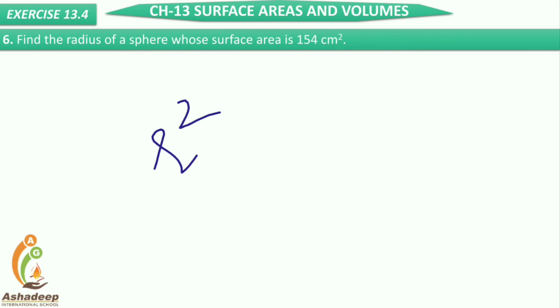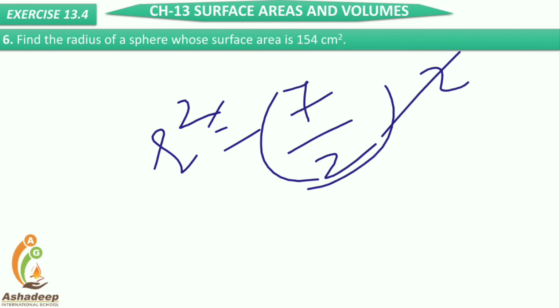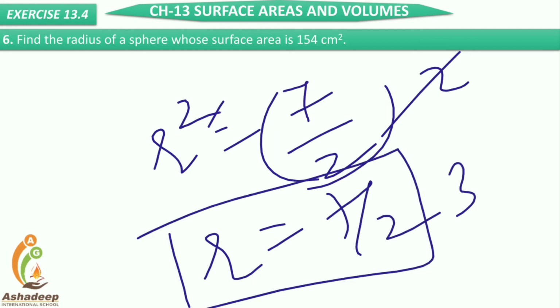So r² is equal to 7 divided by 2 whole square. Square square सामने सामने से cut. So answer is 7 divided by 2. So radius is going to be 3.5.